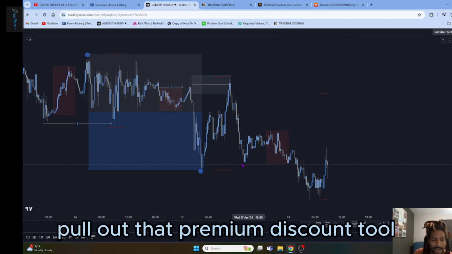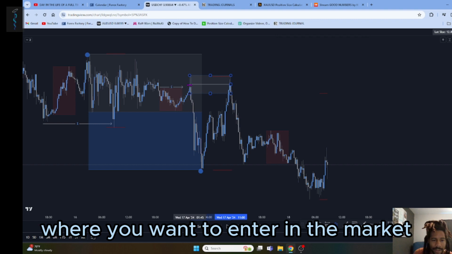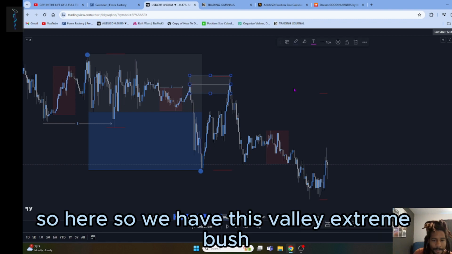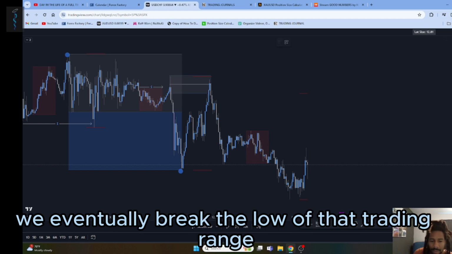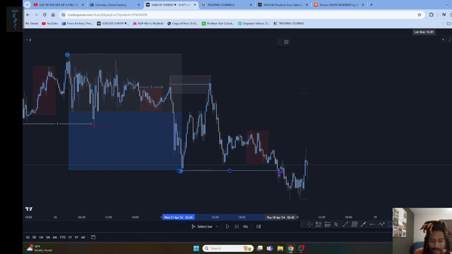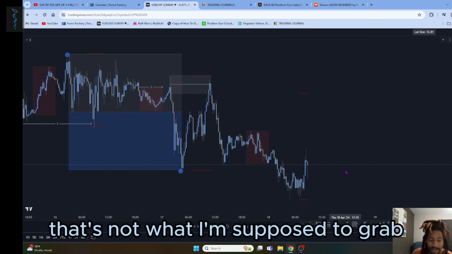Pull out that premium discount tool, you can see this is that valid area where you want to enter in the market. So here, we have this valid extreme, which we eventually break the low of that trading range. It's not the right tool, man. I'm just grabbing everything. That's not what I'm supposed to grab.